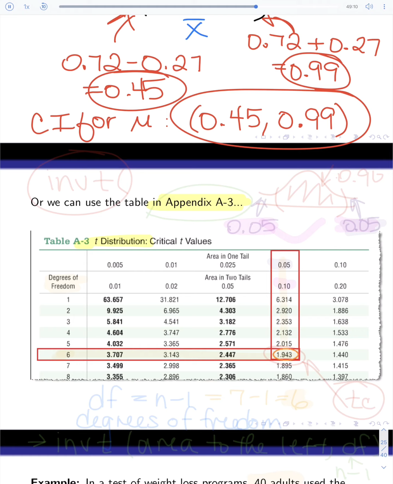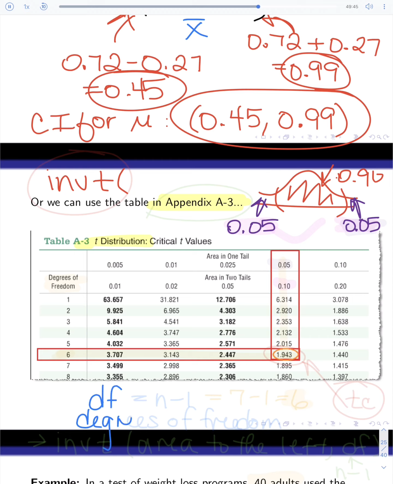But you need the same information as you would use in the inverse t. We have to draw our picture again: the area in the middle we said was 0.90, and then the area on each end was, we said, 0.05. You still need the same information that you needed for the inverse t, which is those degrees of freedom. That df, remember, degrees of freedom, which is always your n minus 1.